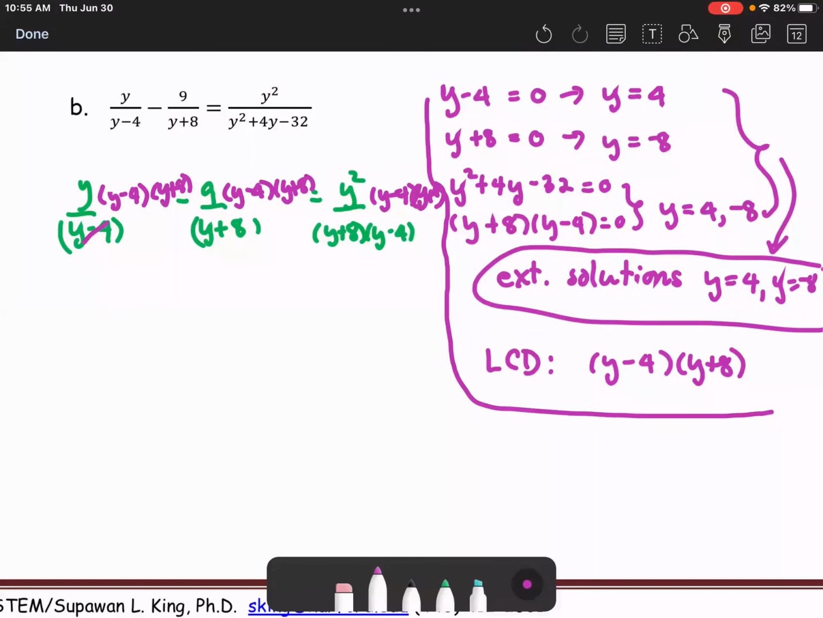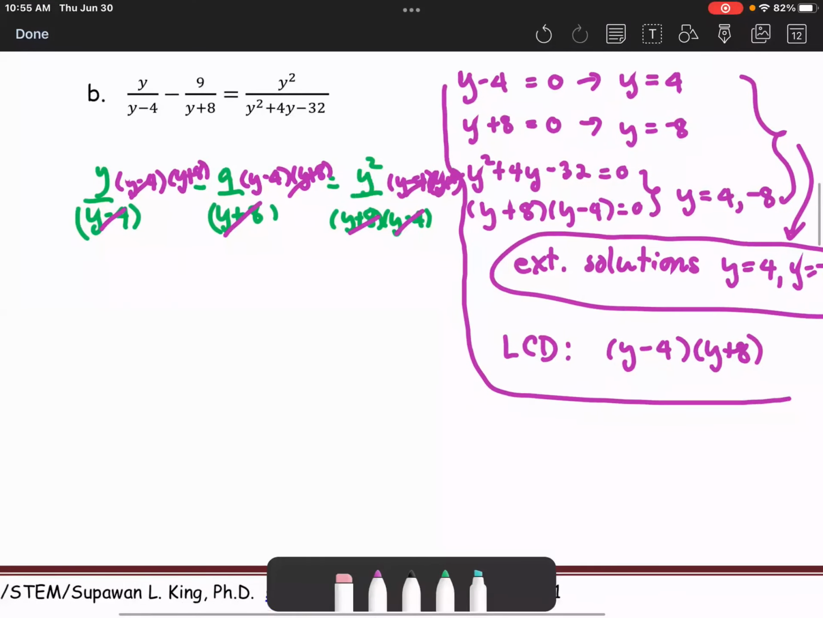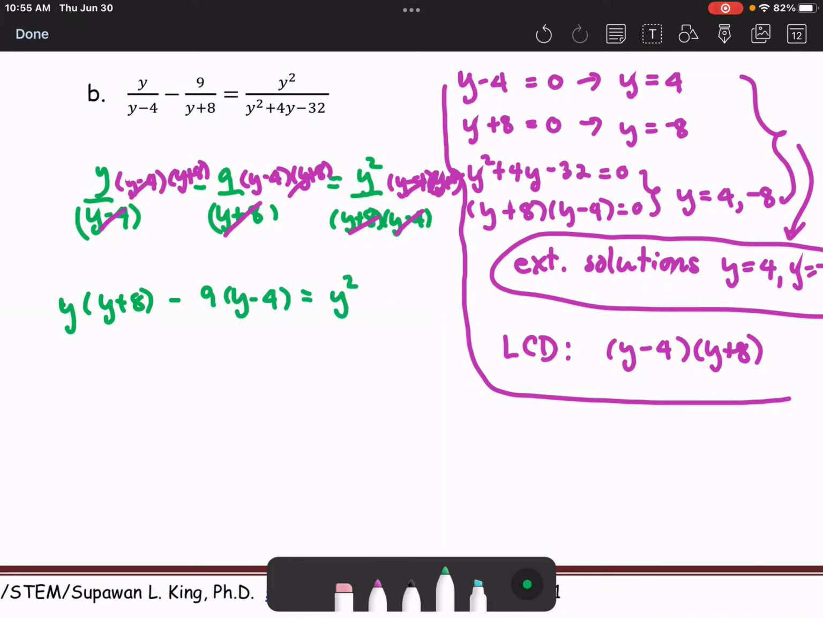So we reduce the common factor, y minus 4 for the first one, y plus 8 for the second one, and both factors for the term on the right hand side. So now we have y multiplied by y plus 8 for the first term, minus 9 times y minus 4 for the second term, equals y squared on the right hand side. At this point, we get the polynomial equation.